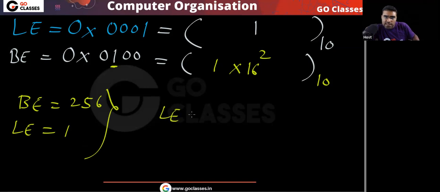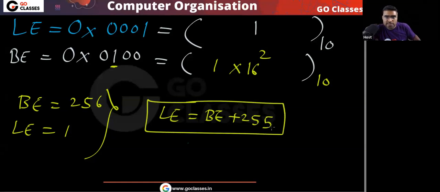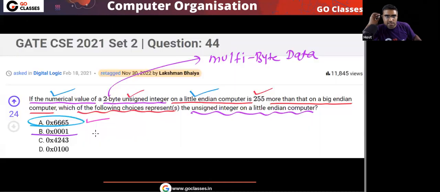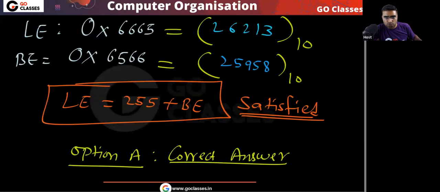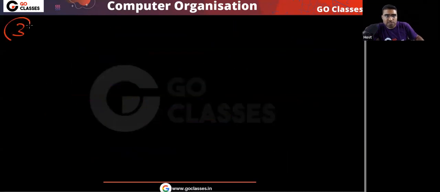So can I say LE is equal to BE plus 255? No. Correct? So option B is not correct. Option B is gone. What about option C, 4243? Let's check it.